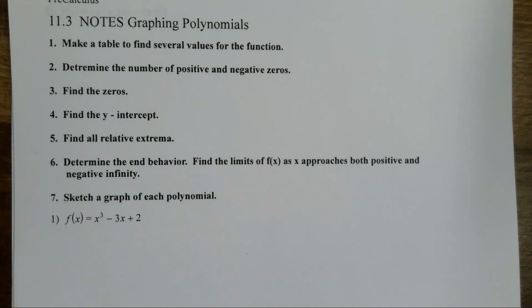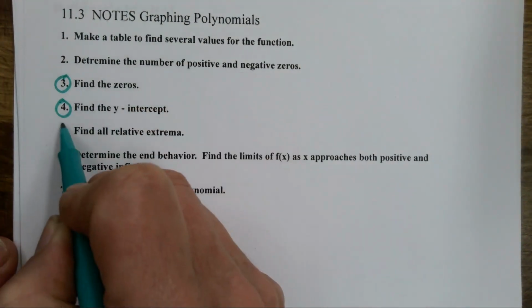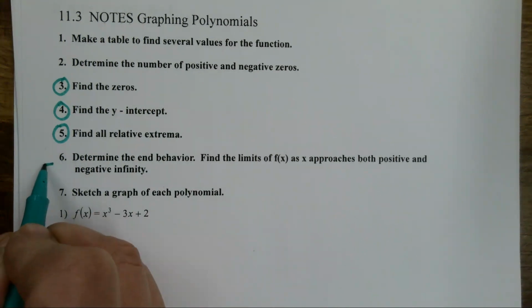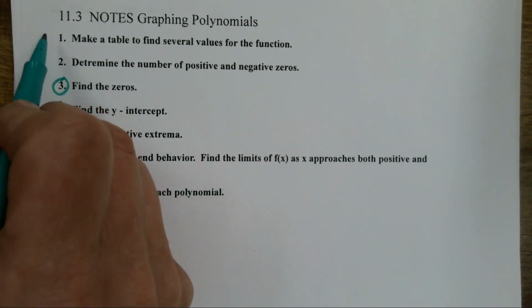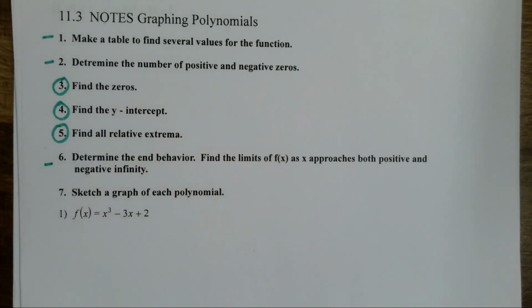I definitely want to find the zeros, find the y-intercept, and find the mins and maxes. If I can find those three things, my graph can be sketched very quickly, very easily. The end behavior, making a table, and the number of positive and negative zeros are just maybe helpful.